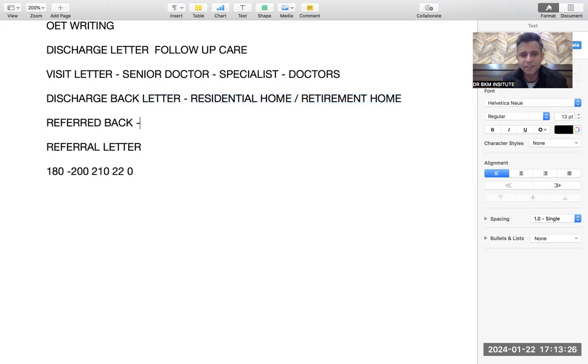Now the referred back letter. The referred back letter and the discharge back letter are almost the same. Discharge back means place matters, because he came from a retirement home and is going back to the retirement home. Referred back letter means the GP sent the patient to hospital.